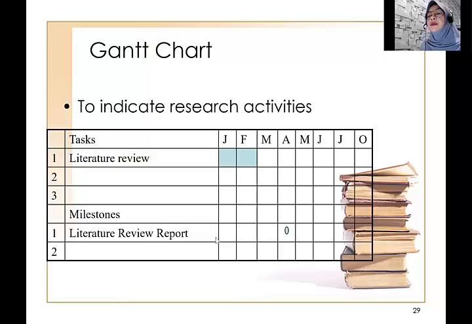So this is an example of a Gantt chart. Draw the work plan, let's say literature review, from what month will you start until what month, and so on, so forth. So this is detail about the research activity.